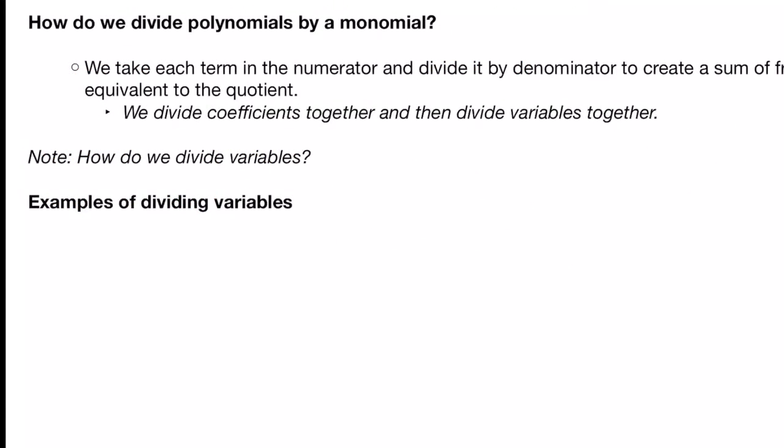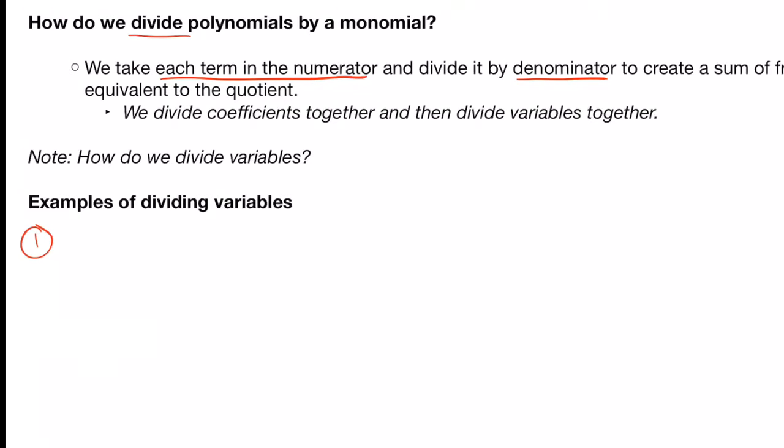Okay, so we talked about how to multiply polynomials by a monomial. Now we're going to talk about how to divide these. This process is the same as when we were doing it with a constant. You take each term in the numerator and divide it by the term in the denominator. I want to show you a few examples on how to divide variables.